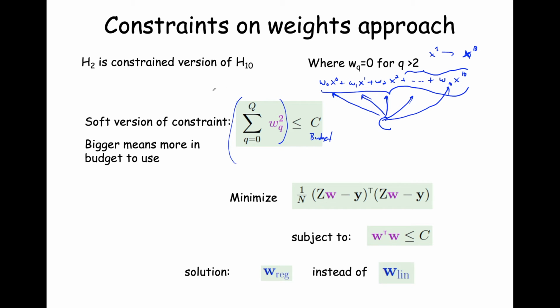And so if I do that, then I can take my expression for in-sample error, the squared error loss in vector matrix form, just a minimization problem: 1 upon n, my design matrix ZW minus Y transpose ZW minus Y, the squared error loss in vector matrix form, subject to this constraint, W transpose W is at most my budget C. And so the solution to this problem I'm going to name differently. I'm going to call it W-reg for the regularized regression solution, instead of W-lin, the linear regression solution.